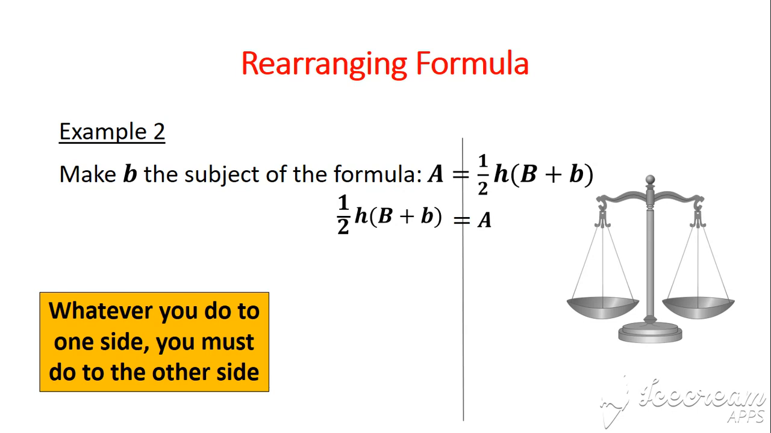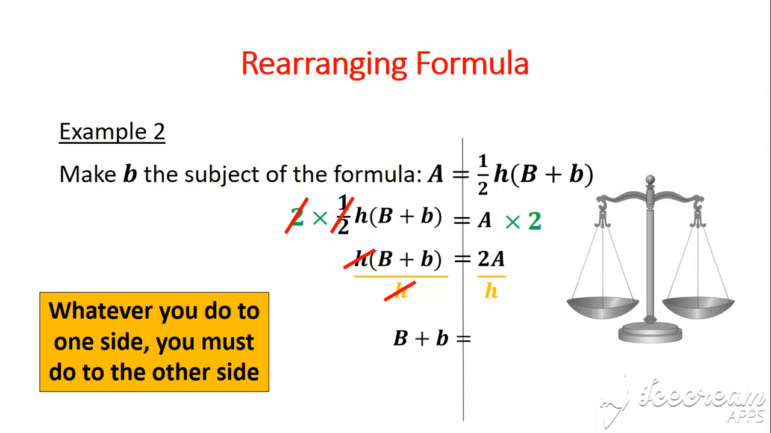Now, see that half, or divide by 2. To get rid of a divide by 2, I'm going to times 2. So 2 times a half cancels to 1, leaving 1h and timesing it by the big B plus small b in brackets. And on the right-hand side, I'm going to have 2 times a. Right, my next move is to divide everything by h, which cancels the h on the left-hand side and leaves me with big B plus small b. And on the right-hand side, I've got 2a divided by h.